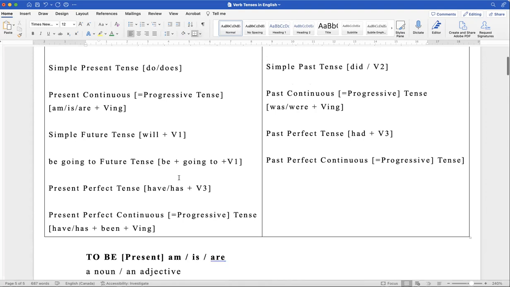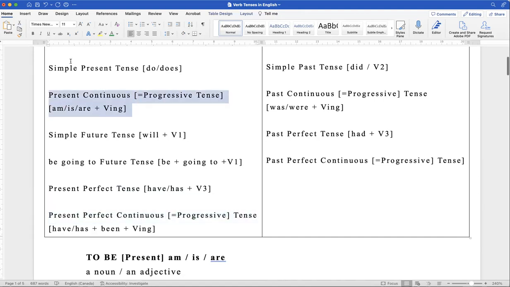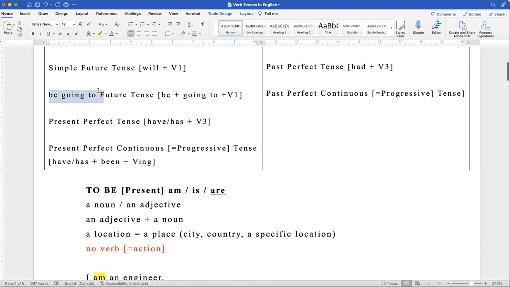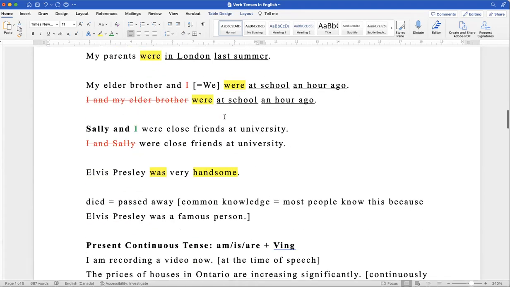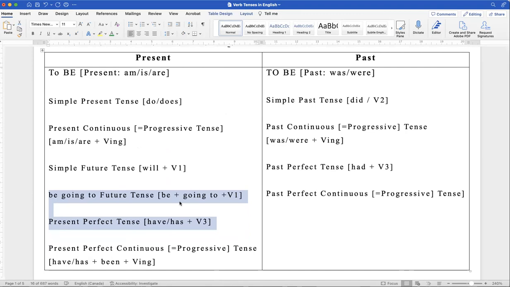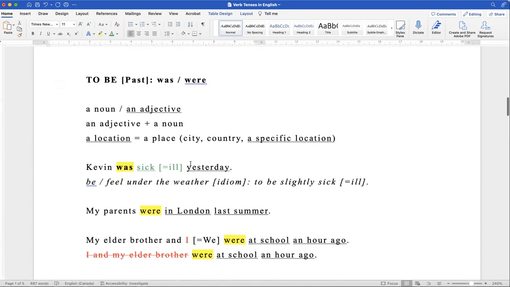What's the next one? Okay, we talked about present perfect. We talked about present perfect continuous. We talked about present continuous, simple present, do, does, to be present form. And we can talk about future. We're going to future, and we can talk about simple future tense.